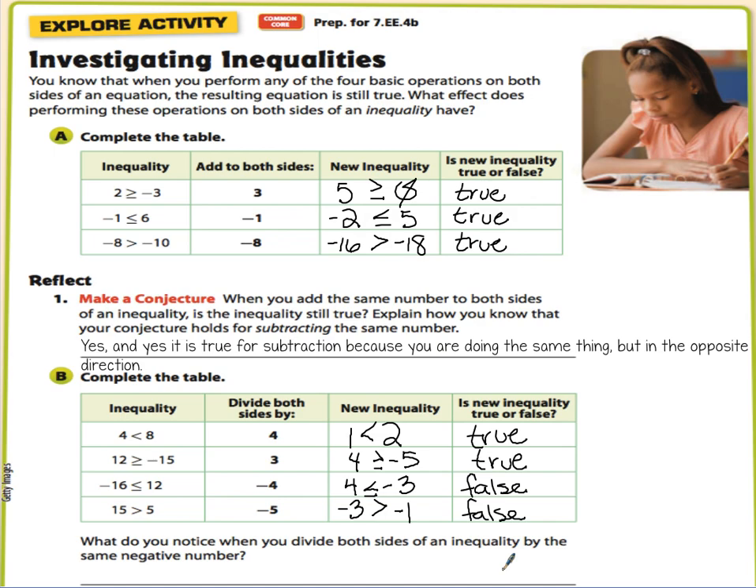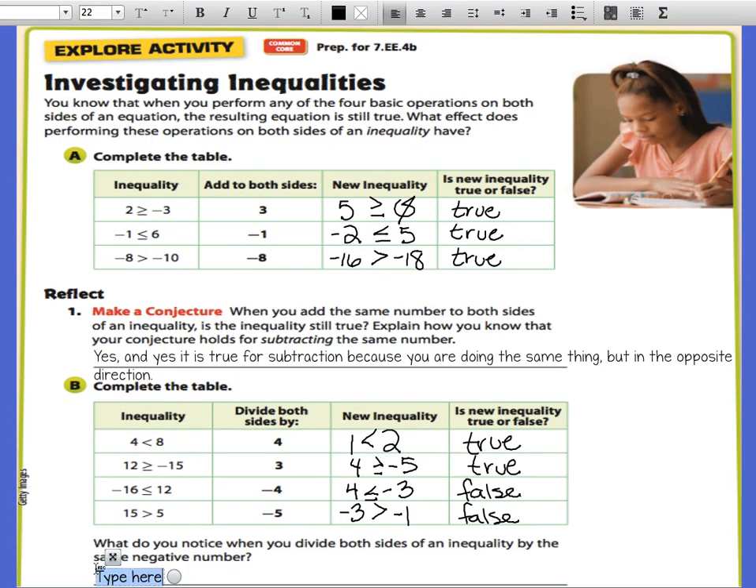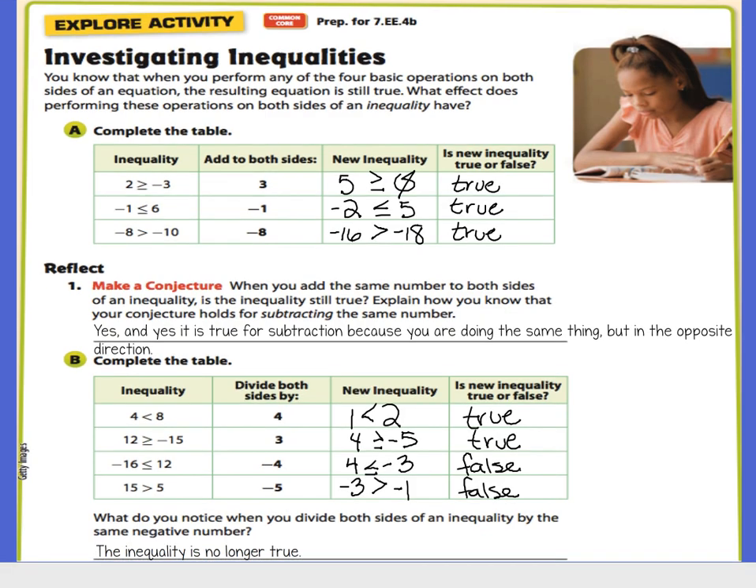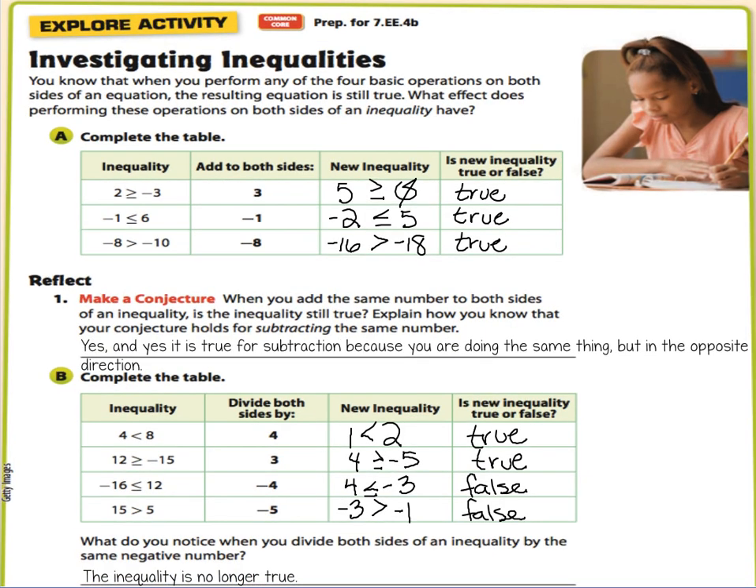So we should notice that every time that we divide by a negative number in answer to our question here, our inequality becomes false. So the inequality is no longer true. So this presents a problem because we said that solving inequalities is the same thing as solving an equation, and what you do to one side, you have to do to the other. But these negative numbers kind of screw things up a little bit for us. So if that's the case, what are we going to do?